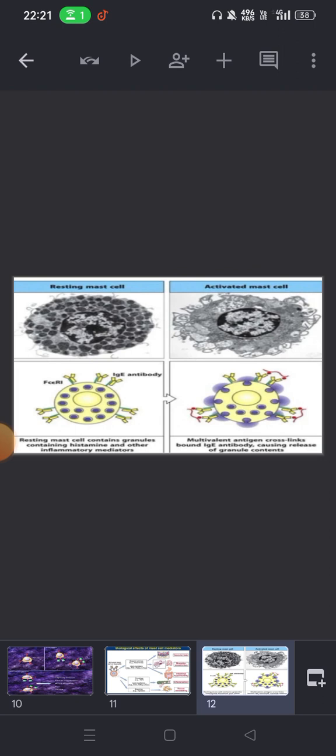Difference between resting mast cells and activated mast cells. Resting mast cells contain granules containing histamine and other inflammatory mediators. But in activated mast cells, cross-linking of bound IgE antibody causes release of granule contents.